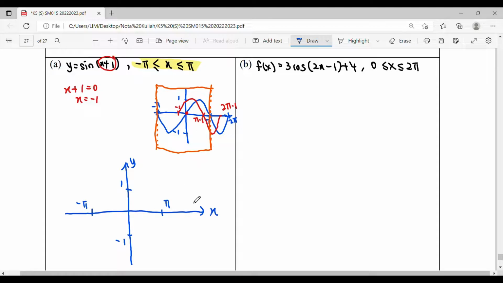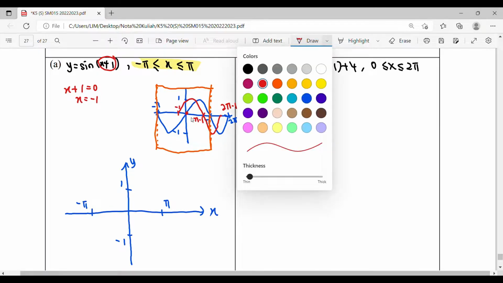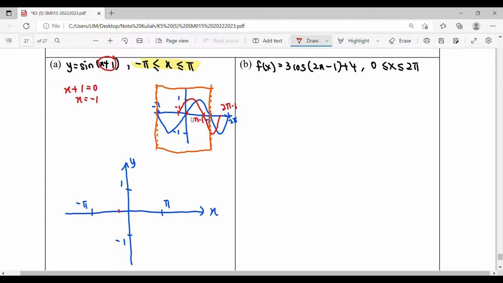Okay, so we are going to draw our graph. Our graph will start at x equals -1, going up. At pi minus 1, we intersect going down, and then we stop here. Supposedly it would go down to -1 and end at 2 pi minus 1, but more than that we don't need to show because our domain is just up to pi. So up to here only.